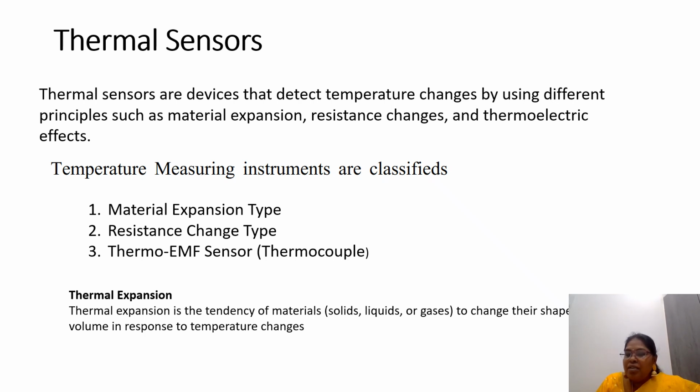Before we go to these three classifications, first we should know what thermal expansion is in a thermal sensor. Thermal expansion is nothing but expansion. When a temperature is applied, there will be some expansion taking place. So what type of expansion? If it is a solid, how does it expand? If it is a liquid, how does it expand, and if it is a gas, how does it expand? It will change its shape. Shape may change, area may change, and volume may change as the temperature changes. This effect we call thermal expansion.